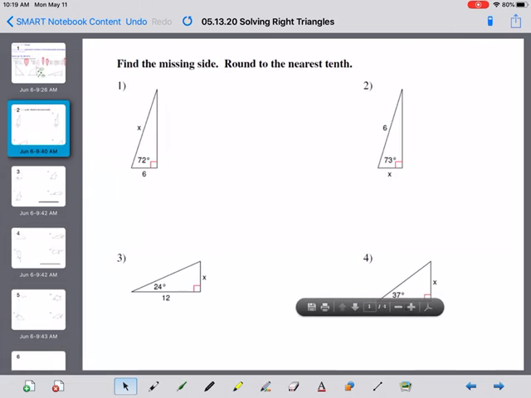All right, so here are a couple problems that we're going to work on together. It says find the missing side, round to the nearest tenth. We don't actually have to find every single side and angle. We could use just what's given. So you have a 72-degree angle, and you can label the 6 as the adjacent leg and the x as the hypotenuse.